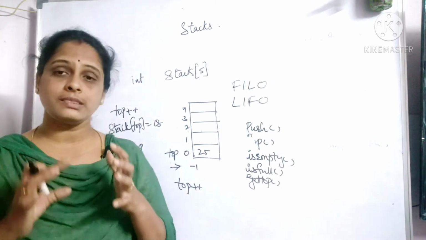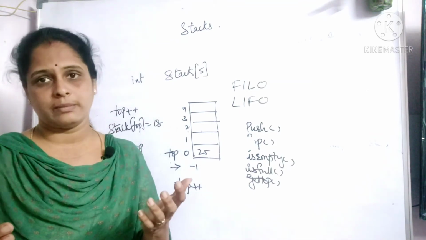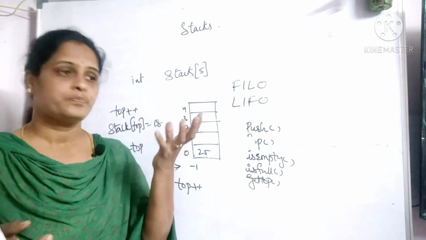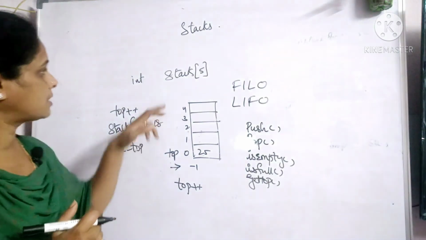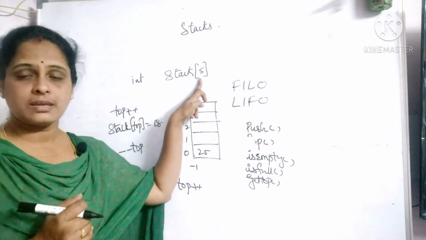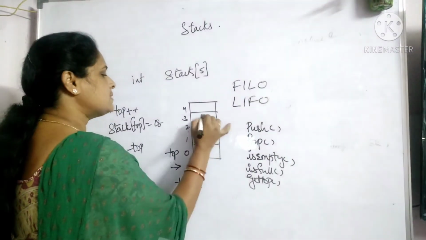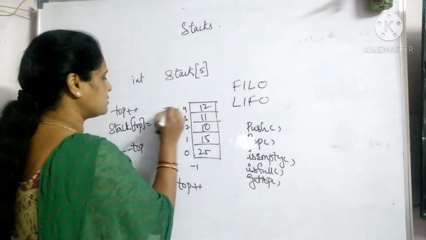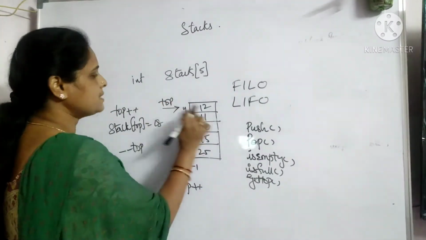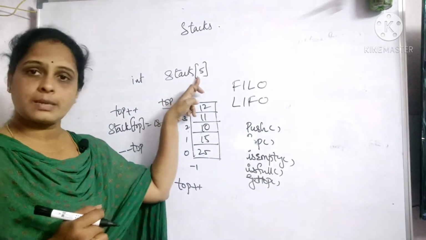Coming to is full, it is nothing but when the stack's capacity is full. When you can't insert any more elements into it, then I say that the stack is full. That means the maximum capacity is reached. For example, in this case, we have taken the size as 5. Suppose we have put all the elements here, and now the top is here, at 4. If you check, its capacity is 5.